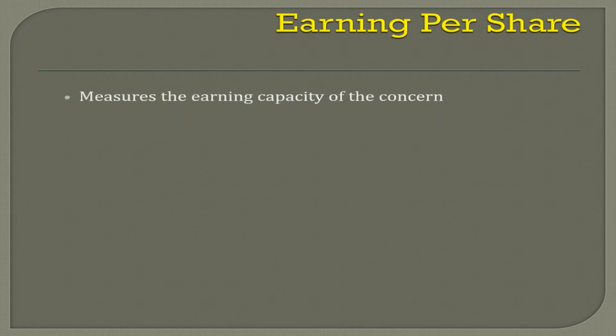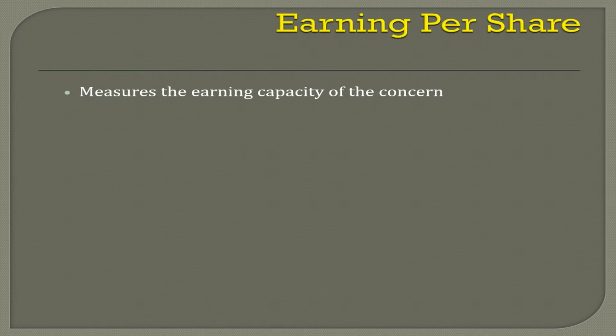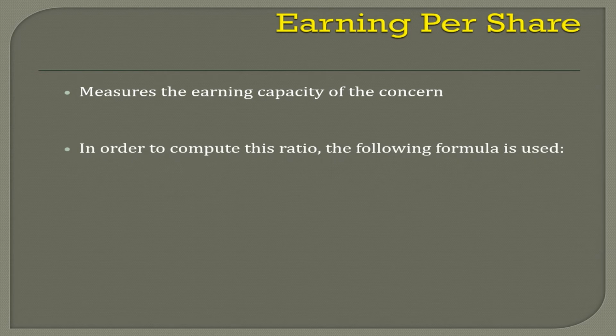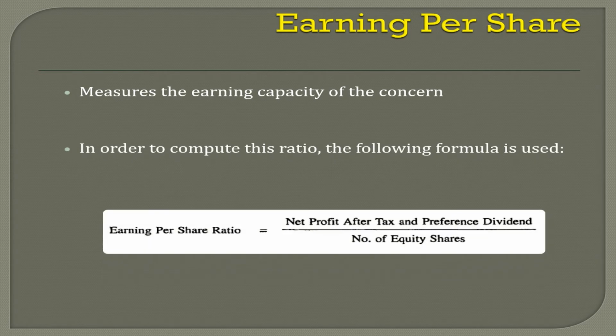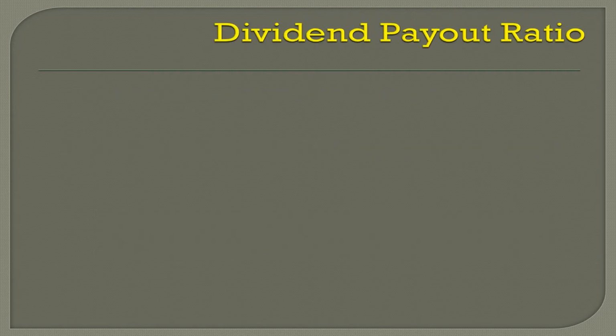It measures the earning capacity of the concern from the owner's point of view, and it is helpful in determining the price of the equity share in the marketplace. Earning per share ratio is equal to net profit after tax and preference dividend divided by number of equity shares. Next one is dividend payout ratio.